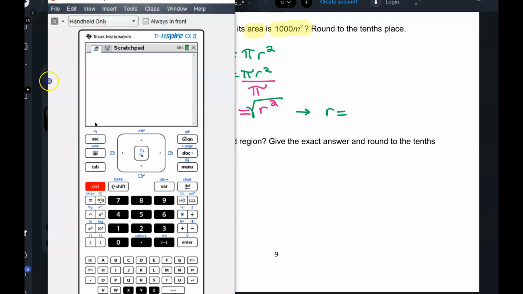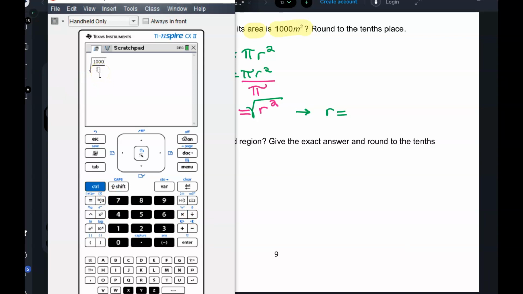What the heck? It's 10 root 10. Okay, so what I'm going to do on the calculator, this is what you should be doing. Just put it in all at one time. So do the square root. I'm going to do control divide. I'm going to do 1,000 and then in the denominator.